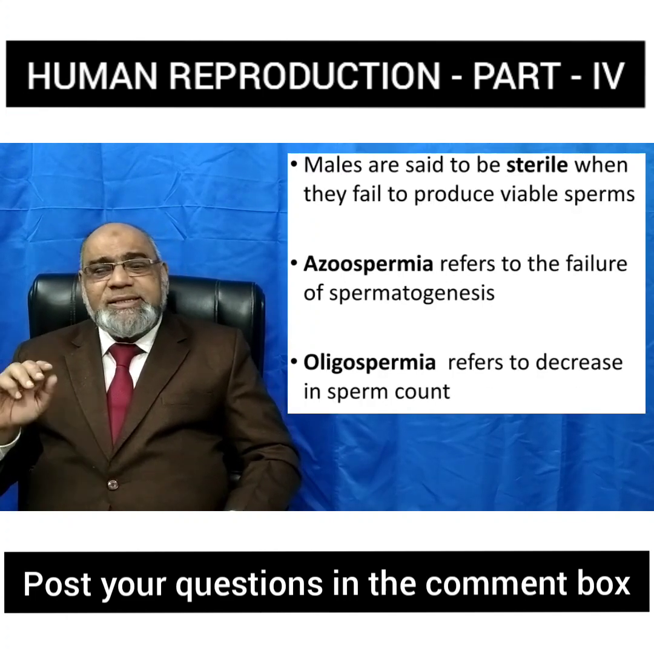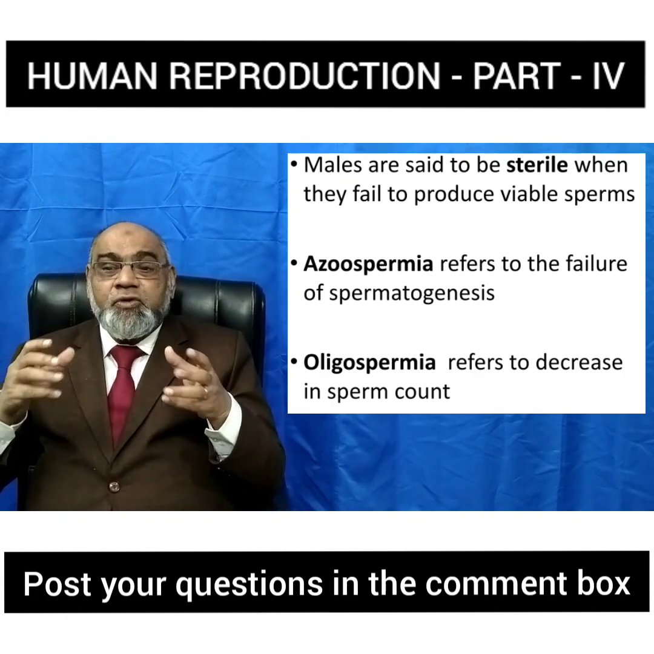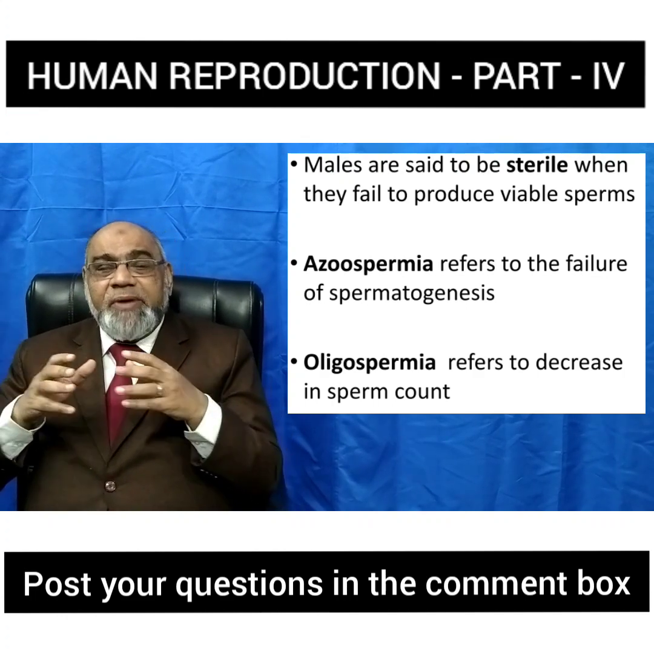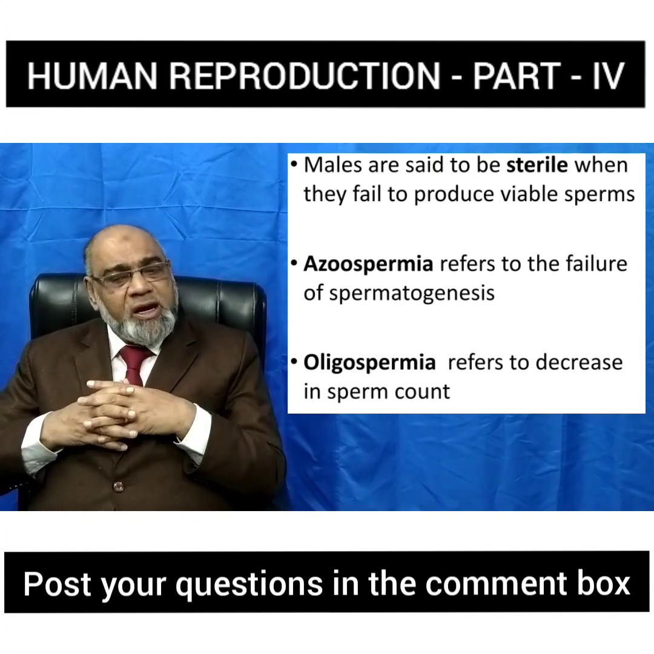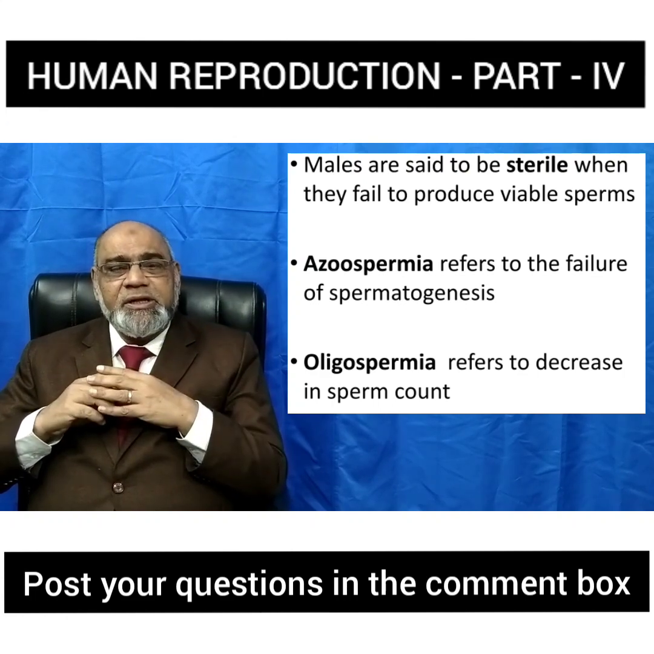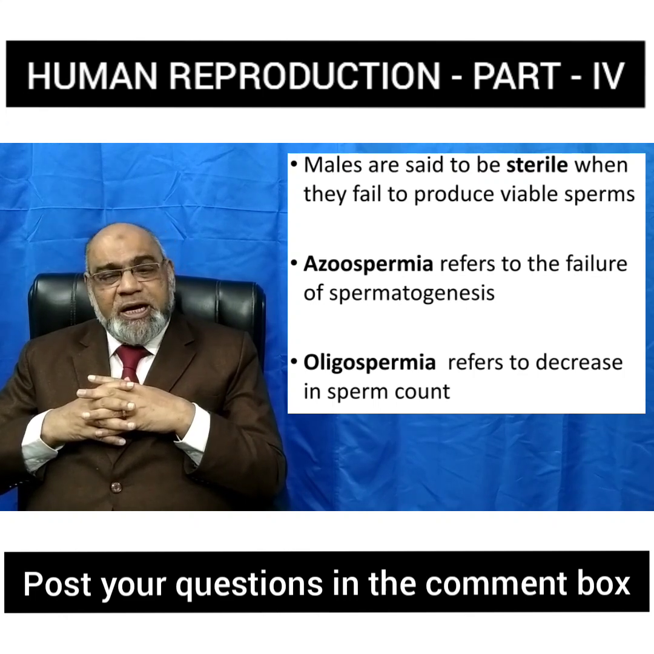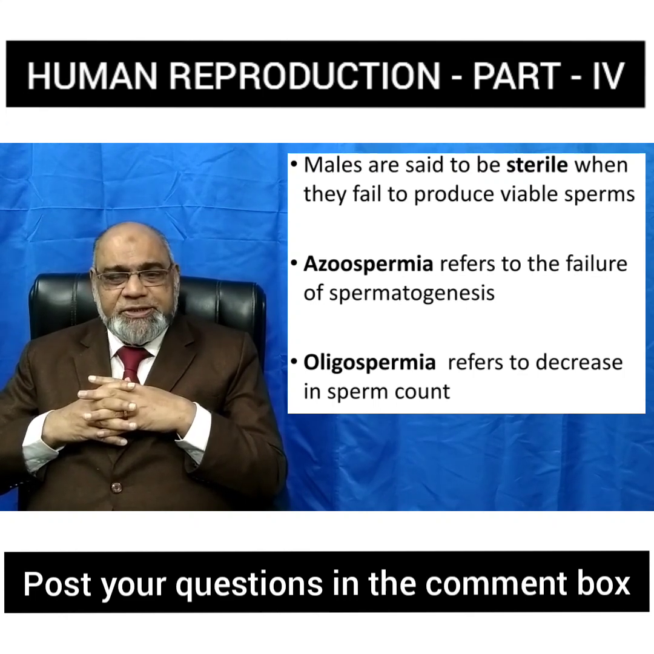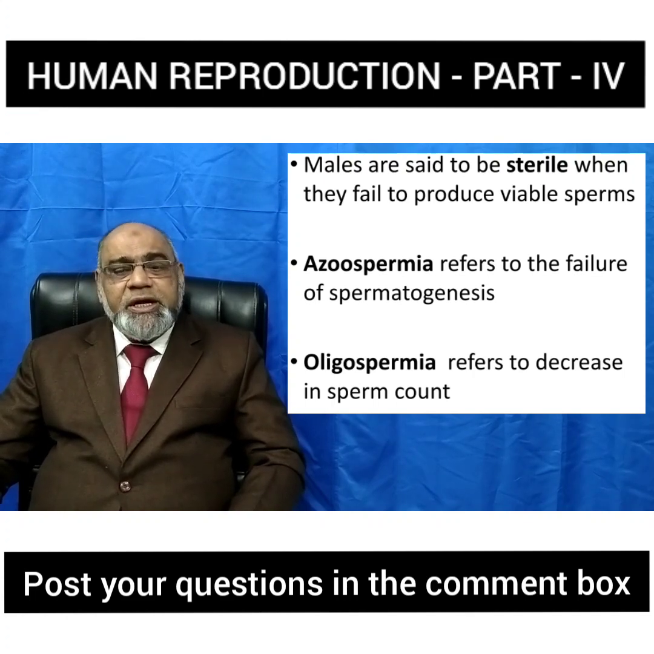Now, males are said to be sterile when they don't have enough quantity of sperm, or when the quality of the sperm is not good and the viability of the sperm is not good. What is meant by azoospermia? Azoospermia means failure in the formation of sperms or spermatogenesis. What is oligospermia? It refers to decrease in the formation of sperm or decrease in the sperm count.